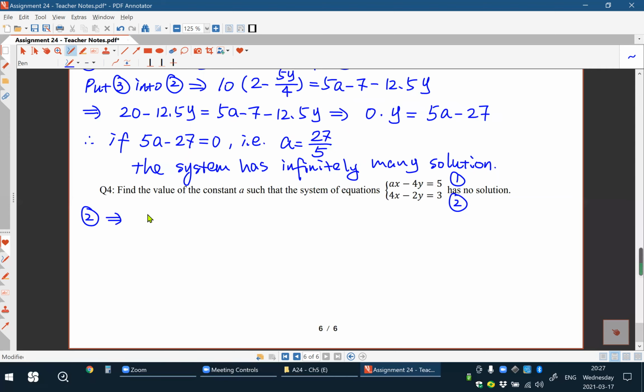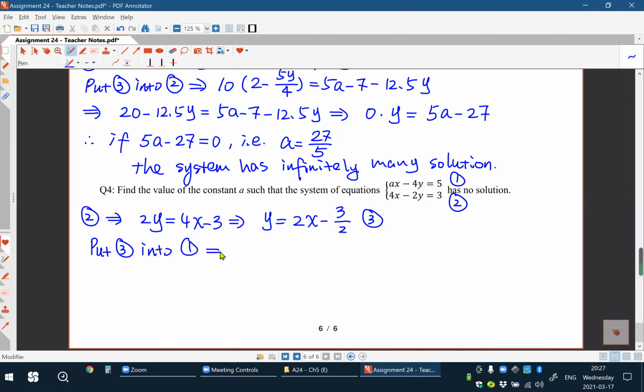let's solve y in terms of x. 2y equals 4x minus 3, right? So that means y equals 2x minus 3 over 2. Let's call this number 3. Then we need to put number 3 back into number 1. This gives you ax minus 4 times y, where y is (4x minus 3) over 2, right? And this equals 5. So then let's simplify this.